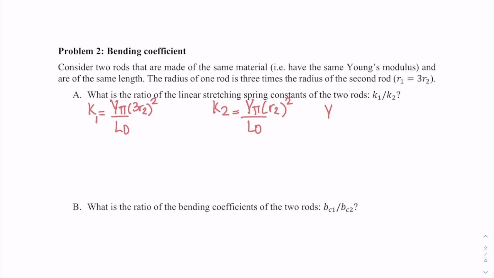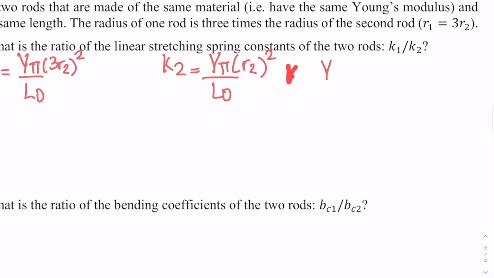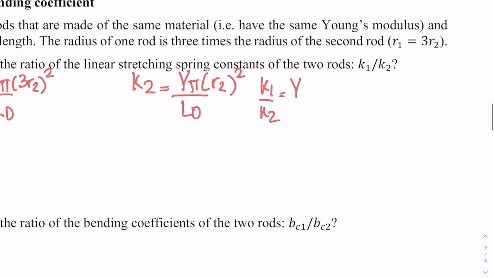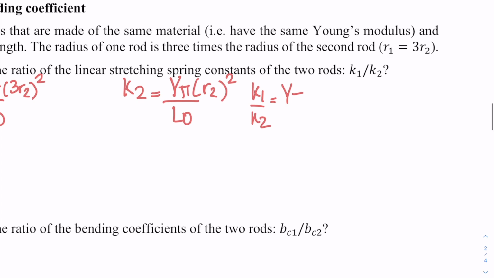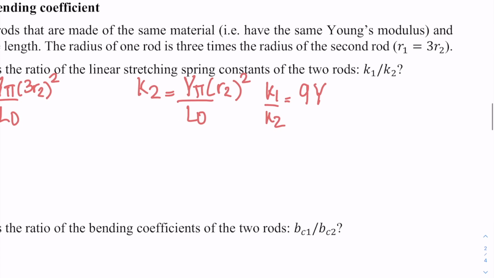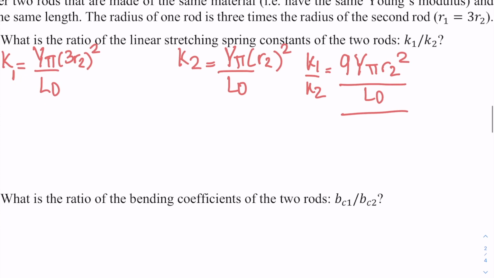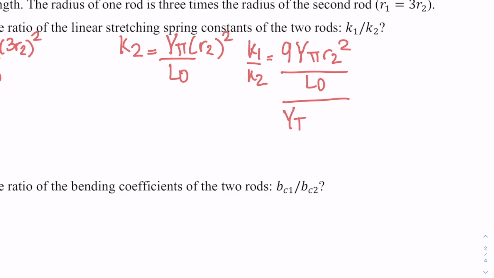So, yeah. If we want to compare now K1 over K2, then we see that for K1, we have Y pi, and I'll expand this actually just to get it over with from the beginning. If we expand that 3R2 squared, we should get 3 squared is 9, times the Young's modulus, times pi, and then R2 squared, and then that's over your original length, right? And then the other one is just Y pi R2 squared over the original length, right?